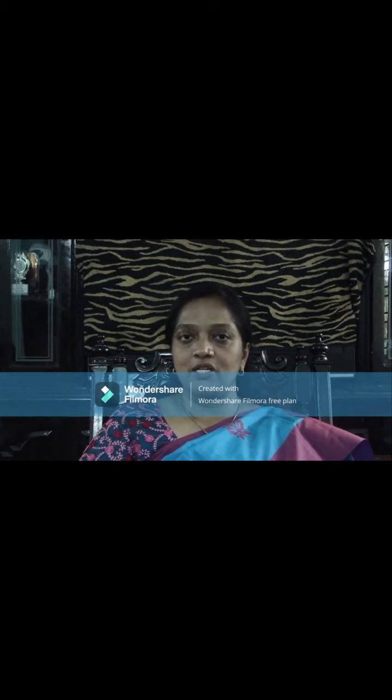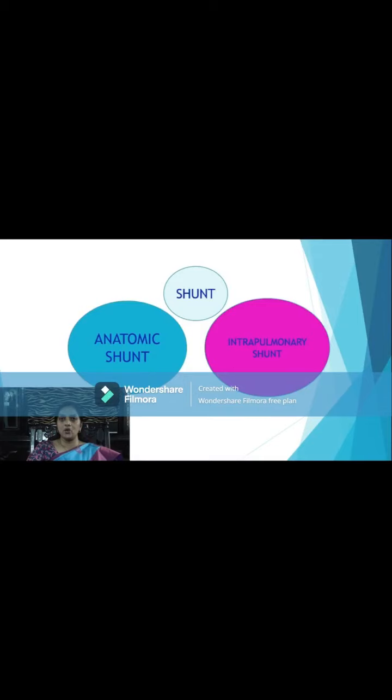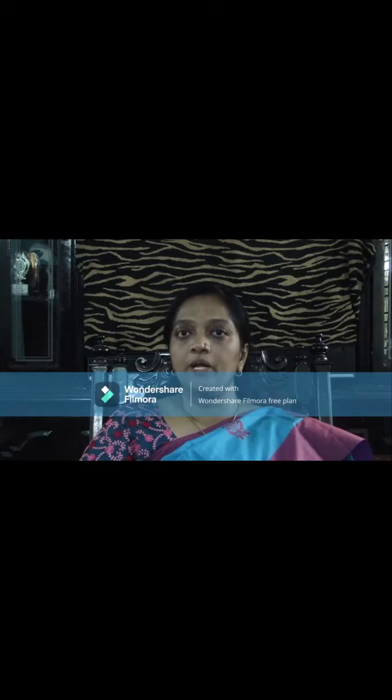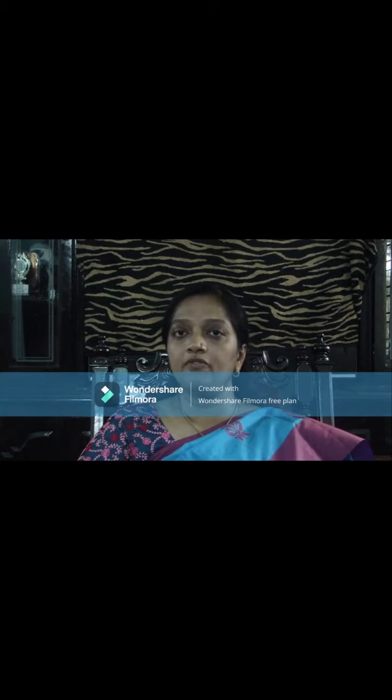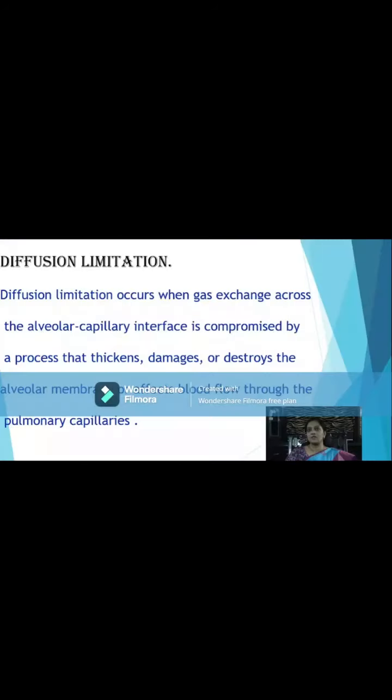Second mechanism is a shunt. A shunt can be viewed as an extreme V/Q mismatch. A shunt occurs when blood exits the heart without having participated in gas exchange. There are 2 types of shunt, anatomic and intrapulmonary. An anatomic shunt occurs when blood passes through an anatomic channel in the heart, for example, a ventricular septal defect, and bypasses the lungs. An intrapulmonary shunt occurs when blood flows through the pulmonary capillaries without participating in gas exchange.